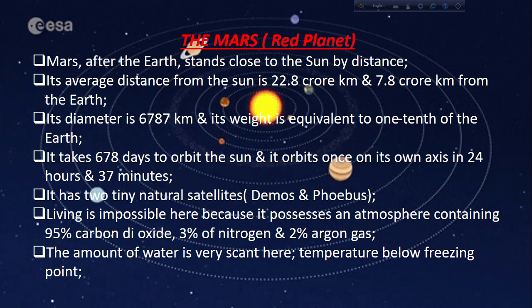Living is impossible here because it possesses an atmosphere containing 95% carbon dioxide, 3% nitrogen and 2% argon gas, and the amount of water is very scant here, with temperature below freezing point. So life will not be possible here, and we can also see on the surface of Mars the gorges and the vast volcanoes. And why is the color of this planet reddish? Because of the presence of iron oxide or rust in its soil.